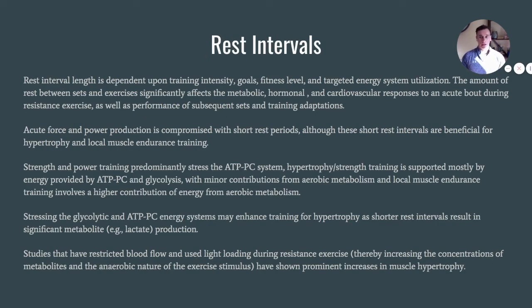Now, rest interval length is going to affect the stimulus of the session. Obviously it's dependent upon the training intensity, the goal, the fitness level, and what energy system we're targeting. Because that amount of rest between sets and exercises significantly affects the metabolic, hormonal, and cardiovascular response to an acute bout of resistance exercise, as well as the performance of subsequent sets. And then obviously the training adaptation.